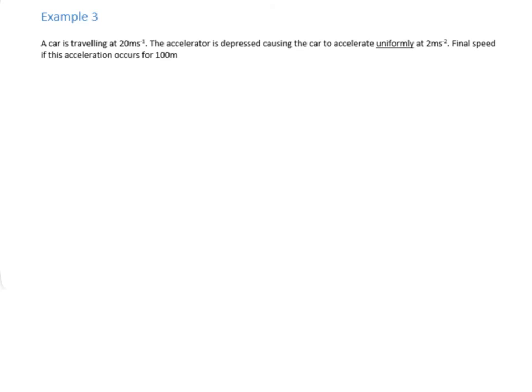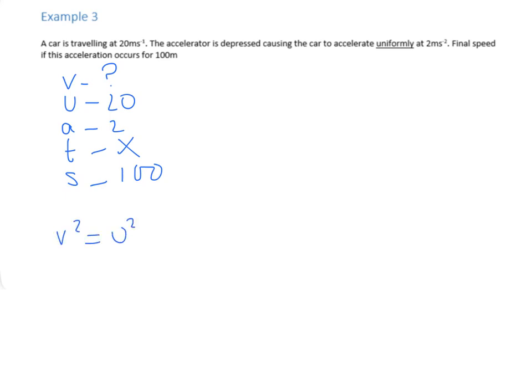And let's look at one final example. So again, travelling at 20 meters per second. Again, uniform acceleration 2 meters per second squared. This time it wants to know the final speed if the acceleration occurs over 100 meters. So this is what we want to know. This again 20, this again is 2. t we don't know this time, this is 100. That means we're going to need equation 4 because it doesn't have t in it.